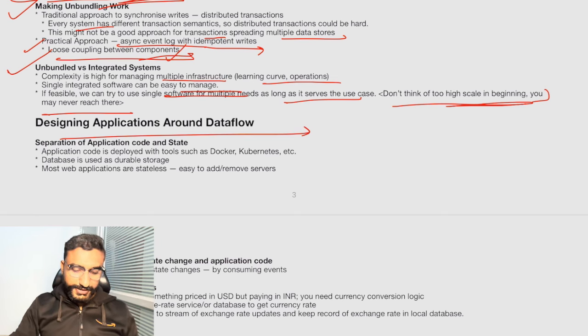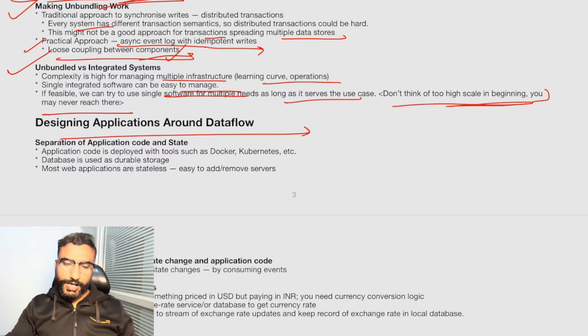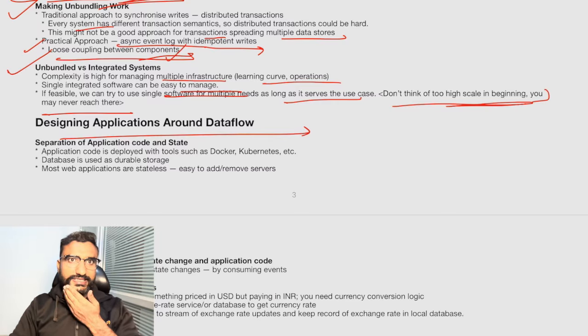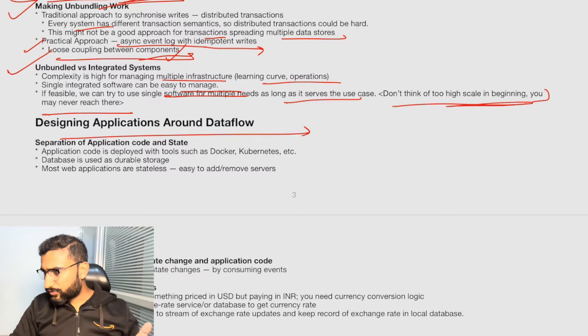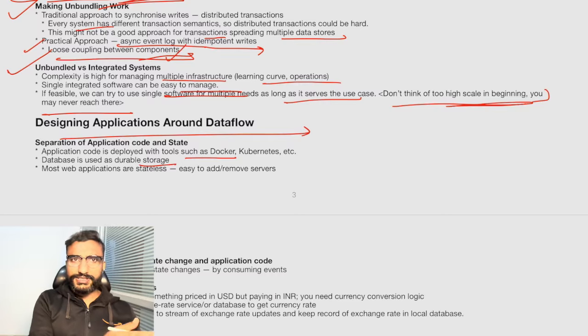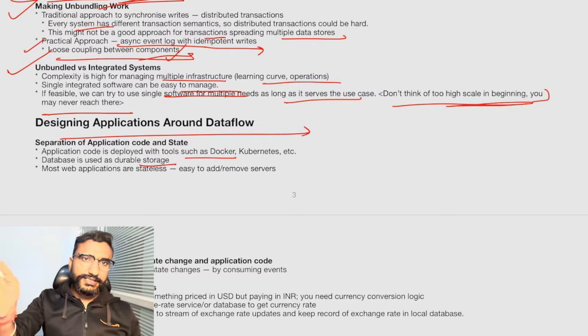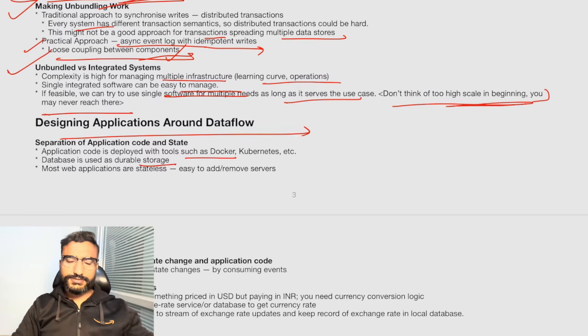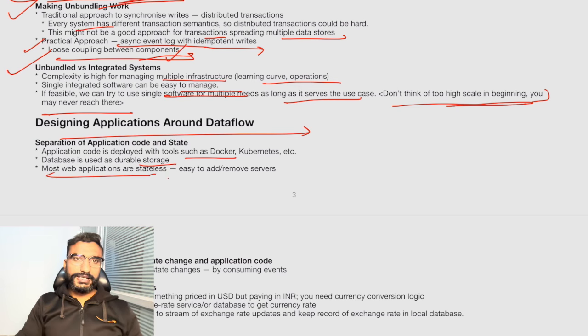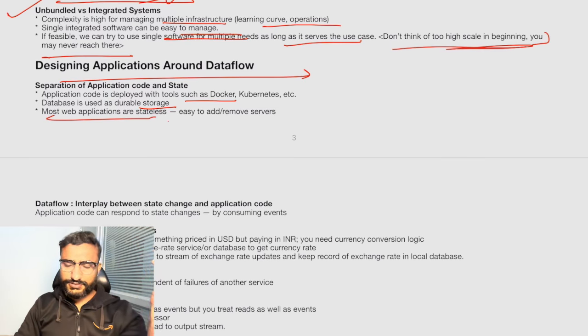Designing applications around data flow. If we talk about modern applications, what you mostly see is stateless applications. There are very few stateful applications. Application code is deployed with tools such as Docker, Kubernetes, or whatever tool you are using, and the database is used as a durable storage for that application. So you have this stateless application, and the state is stored in a durable data source, be it Postgres or Dynamo or whatever database you are using. Most web applications are stateless, and the benefit is you can easily add or remove servers because there is no state maintained on those servers.